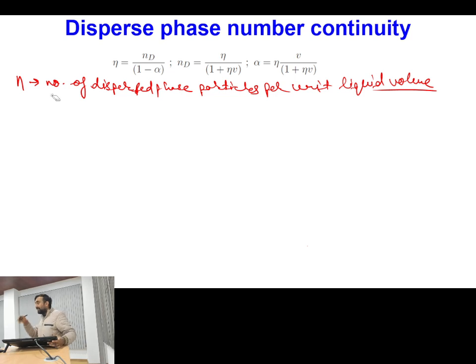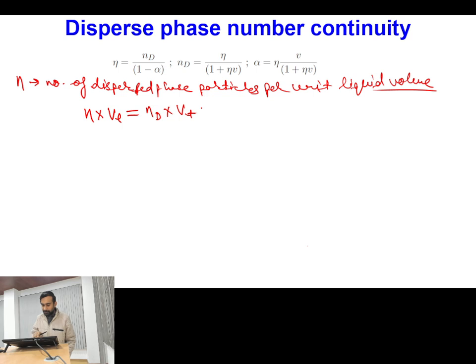Instead of mentioning the bubbles in terms of the total size, I am referring to it with reference to the liquid volume. So in this scenario, what will be the total mass of dispersed phase or total volume of dispersed phase? In terms of this, I can write eta into volume of the liquid, and in terms of my previous definition, I can write eta d into total volume of the control volume. Is this point clear? Eta is number per unit liquid volume present, and eta d is number per unit total volume.